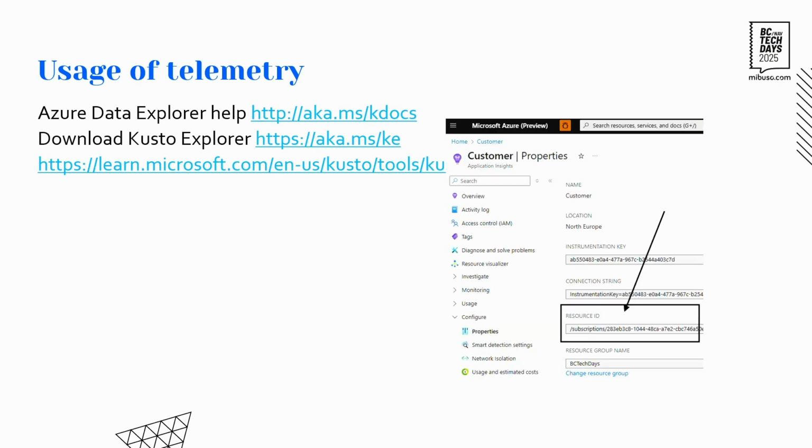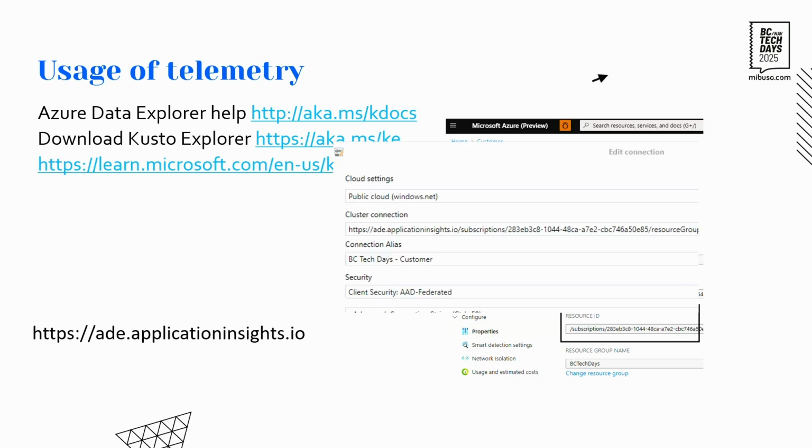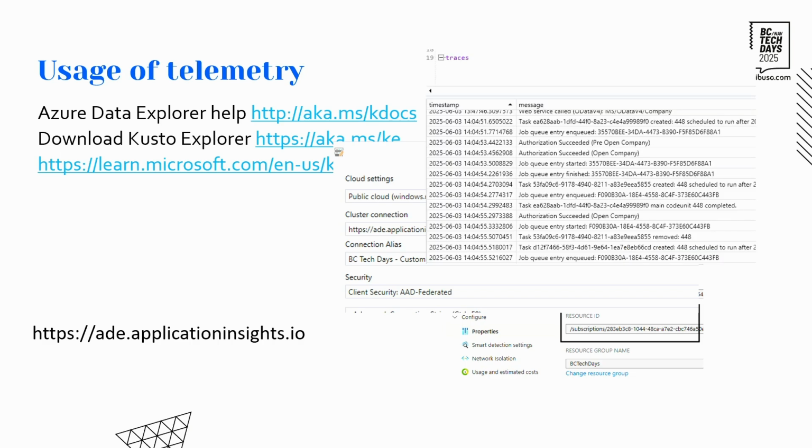In order for you to set up Kusto, you need the resource ID in your App Insights resource. You prefix it with the App Insights URL, and then inside the connection string, you just add it, and then you have access to it in your Kusto. And then it looks like this.